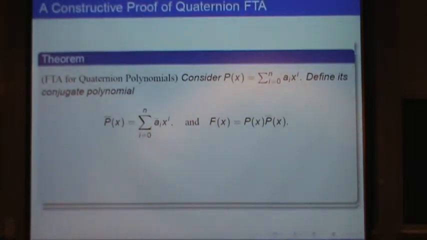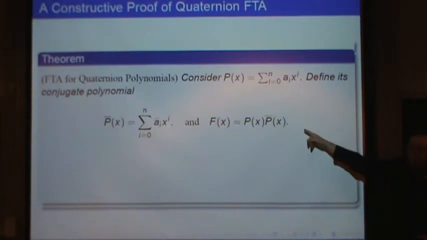Here is what I call a constructive proof of the Quaternion FTA. A logician may object and say, what do you mean by constructive? But here you see what I mean. You take a quaternion polynomial, and let's define its conjugate, where, as in the complex case, we conjugate the coefficients. Then take this polynomial, P of x times P bar of x.